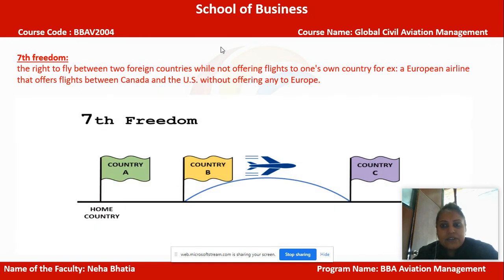Next, the seventh freedom of air. This is very similar to the fifth freedom, but it allows an airline from country A to carry passengers between country B and C without the flight being an extension of a flight from country A. For example, if Air New Zealand started flights between Vancouver and Rio de Janeiro with no onward service to New Zealand, that would use seventh freedom rights.